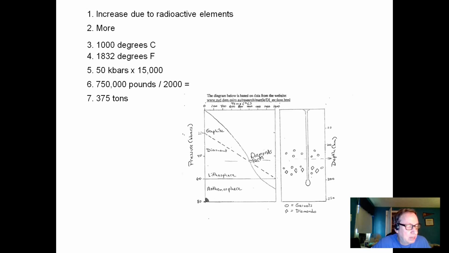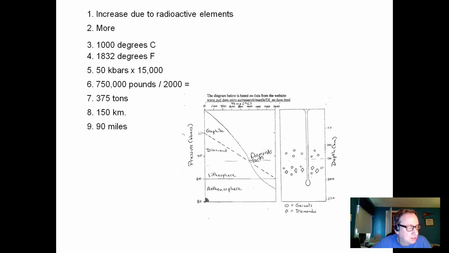Number eight, at what depth do diamonds form? All right, so now we take the critical point here, and we're going to run it over to this side of the diagram, and we end up at about 150 kilometers. Number nine says, let's convert this to miles. So we do that by multiplying by 0.6, and you end up with about 90 miles down in the earth to get to diamonds.